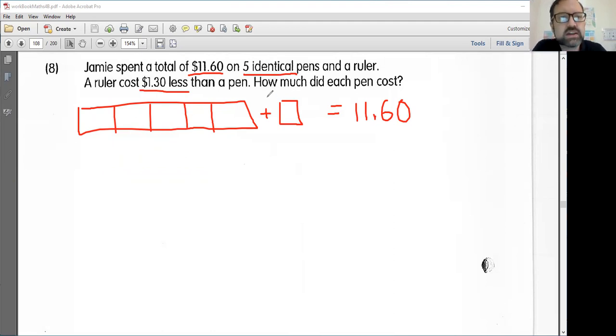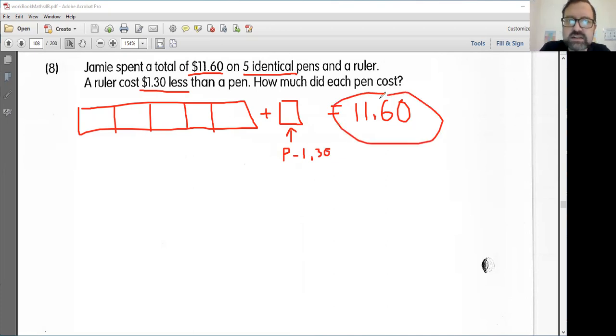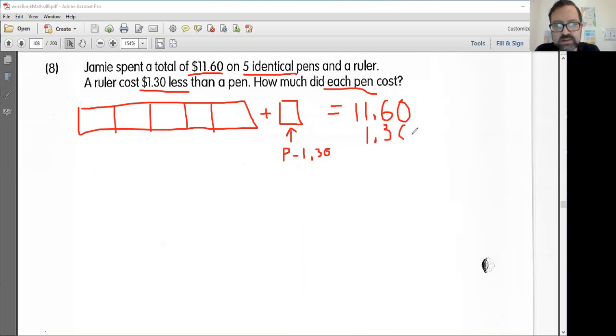So here I think an easy way to do this is, because I know that a ruler costs a pen minus 130, I'm just going to add this 130 with 1160. This will give me the cost of 6 pens. Then I can just divide by 6, and then I can figure out how much one pen costs. So let's do that. So once again, I'm just taking 1160. Actually, I can just do it right here. 1160. I'm going to add this 130, $1.30.